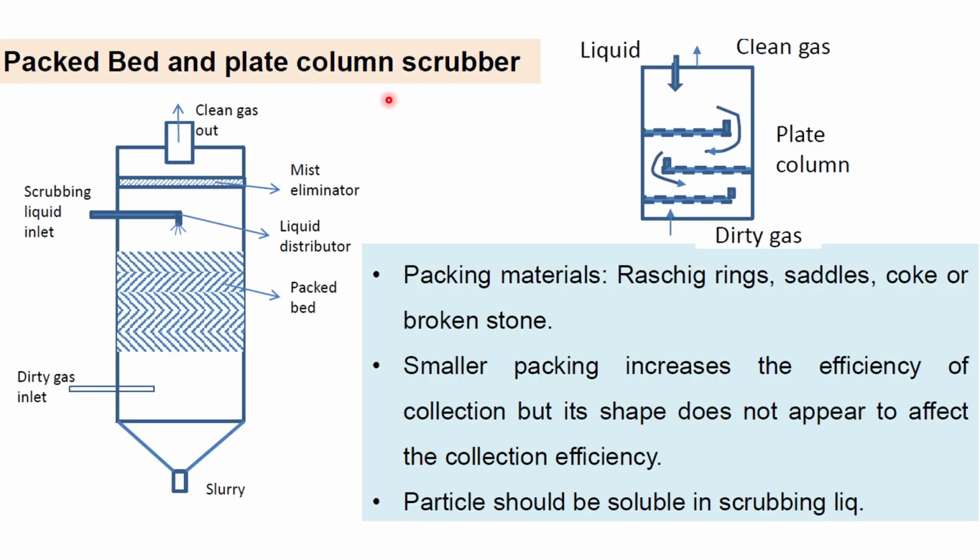Another type is the packed bed and plate column scrubber. In a similar water scrubber, we have introduced some kind of packed bed. Dirty gas is introduced from below and the clean gas goes out from the top, and the liquid is sprayed here. Due to the presence of these plates, there is more contact between the dirty gas and water, and particulate settling takes place.